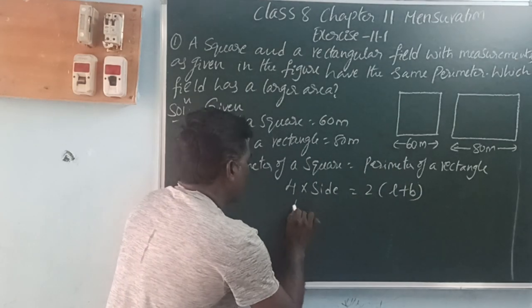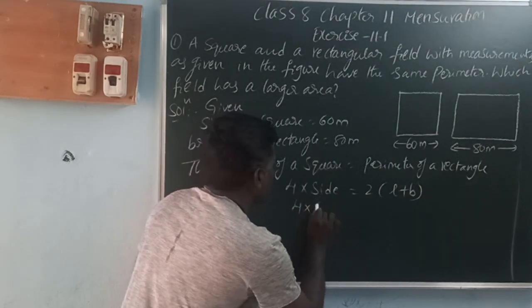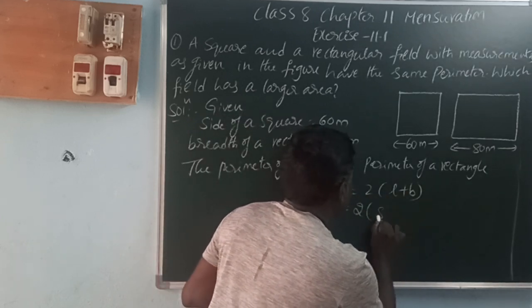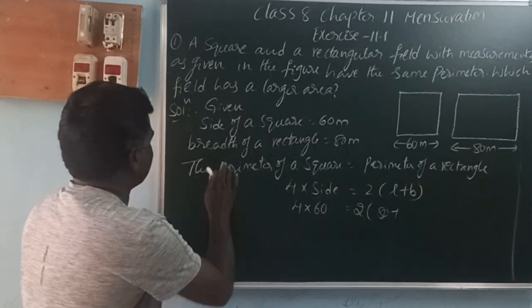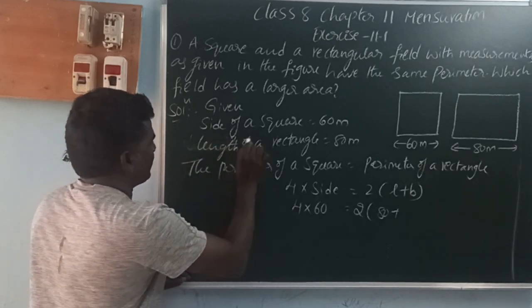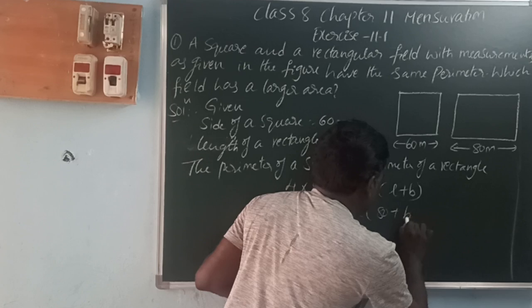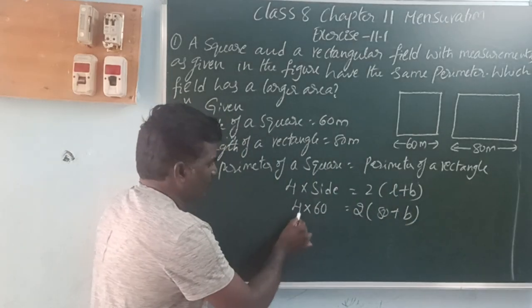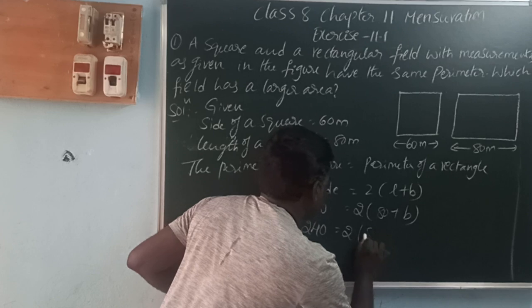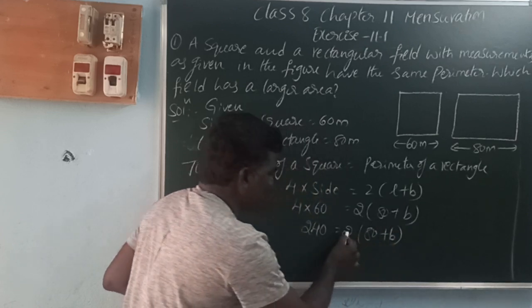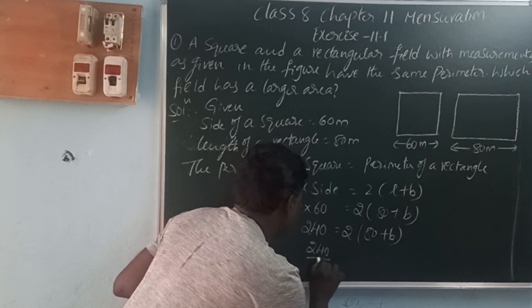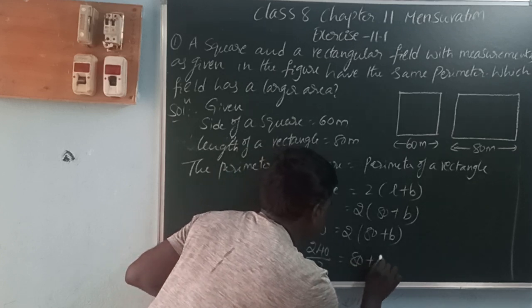So 4 into side of a square is how much? 60. 2 of L is how much? 80. Here they gave the length of a rectangle, so breadth is to be found. So 240 is equal to 2 of 80 plus b. The 2 multiplied comes to the left side as divide. So 240 by 2 is equal to 80 plus b.